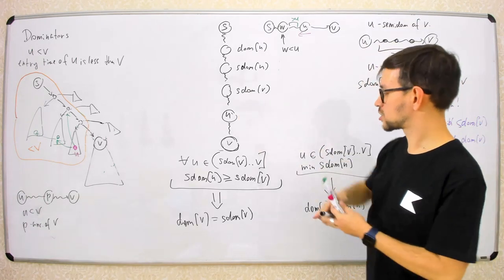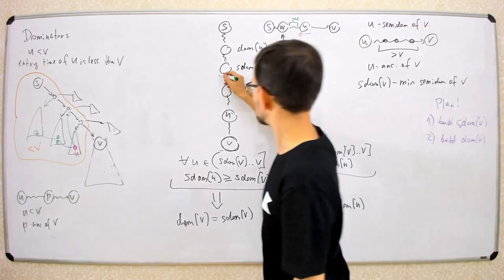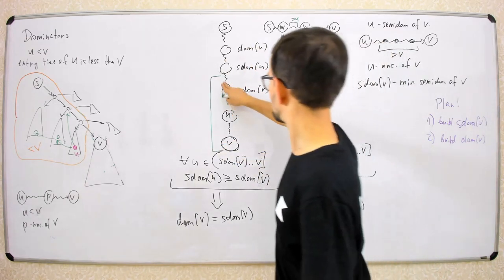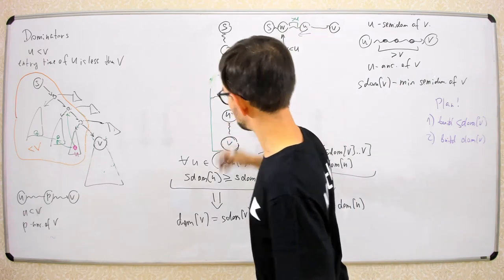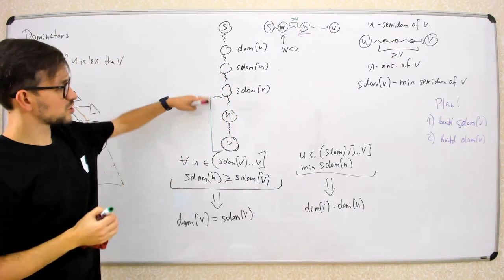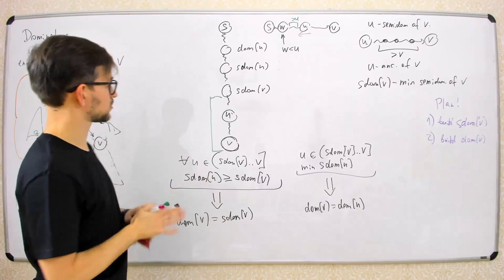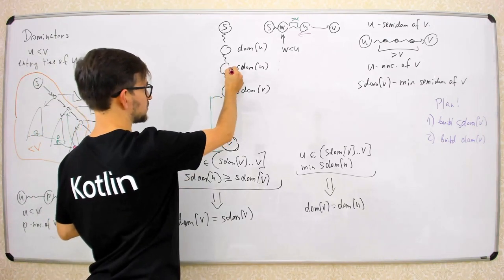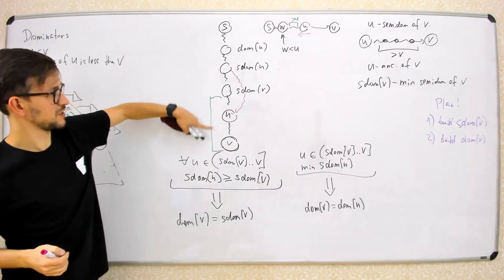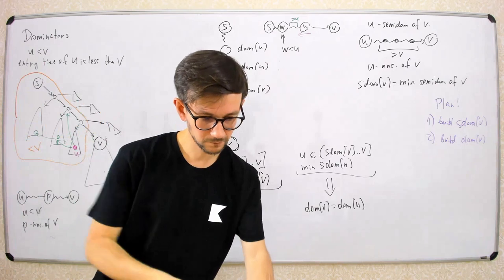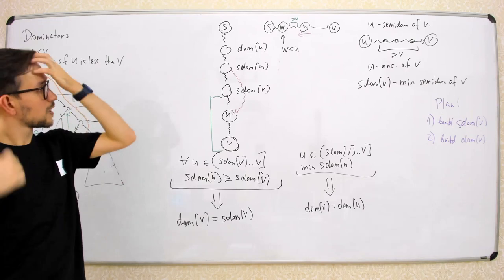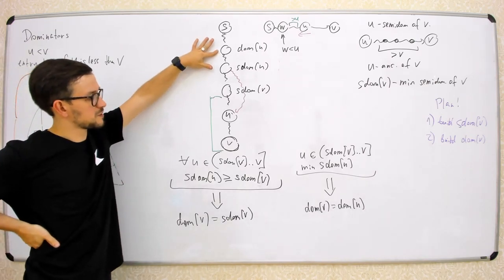And this u is actually not the minimal possible semi-dominator from this region. So from this region, this u has the maximal possible semi-dominator. So I have a path from the semi-dominator to here, and this semi-dominator is minimal possible. Nice. So we need to prove that this node is the immediate dominator of V.